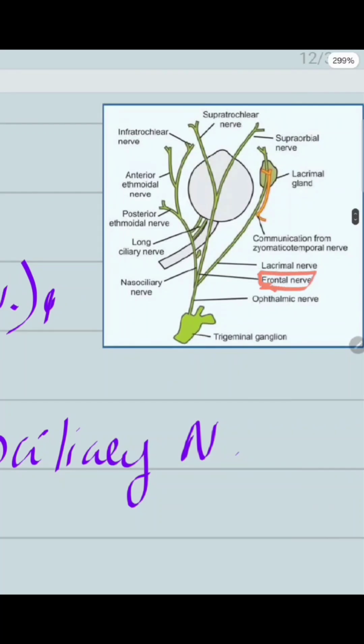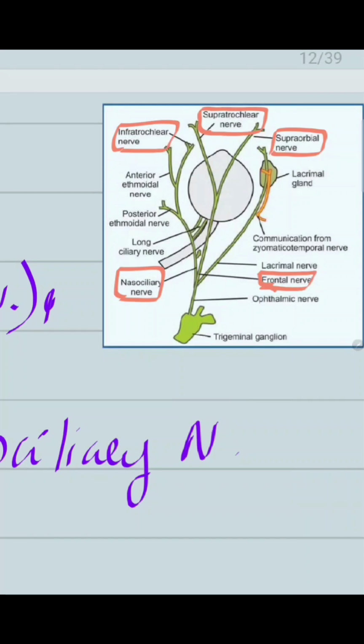Frontal nerve is the frontal nerve. Its branches are the supraorbital and the supratrochlear nerve, and the infratrochlear nerve, which is a branch of the nasociliary nerve. These are the nerves which are commonly involved.